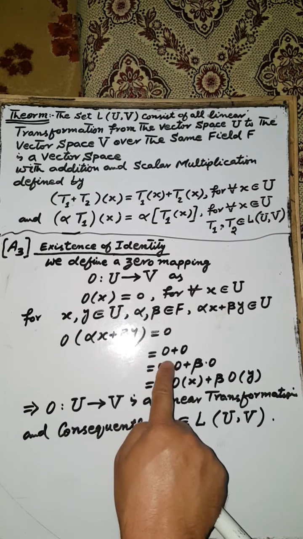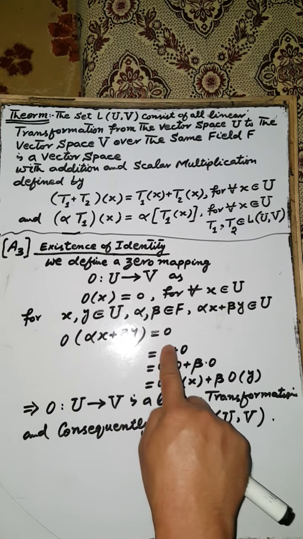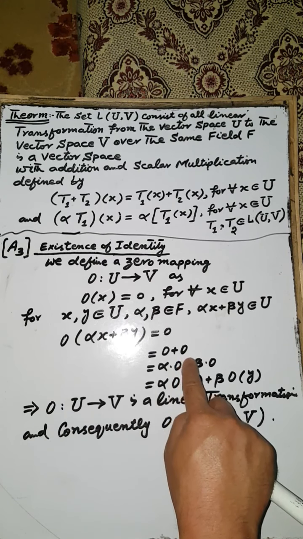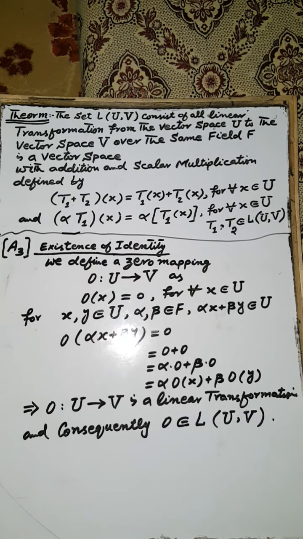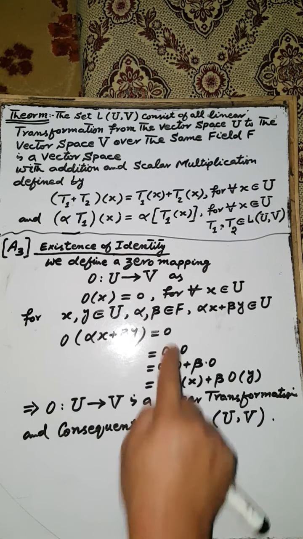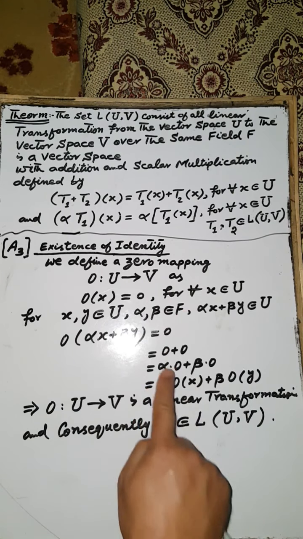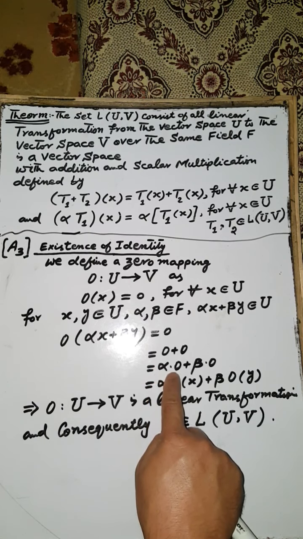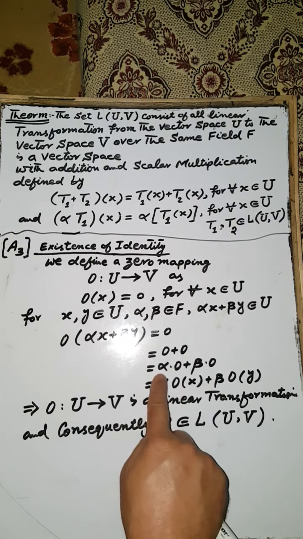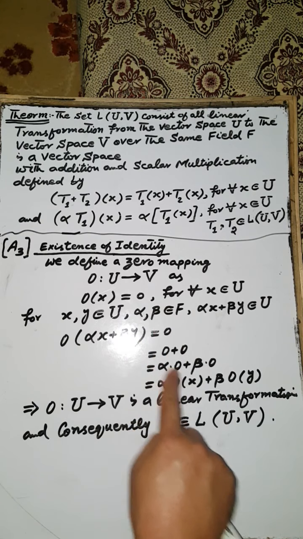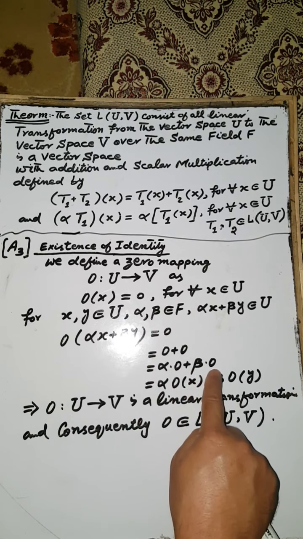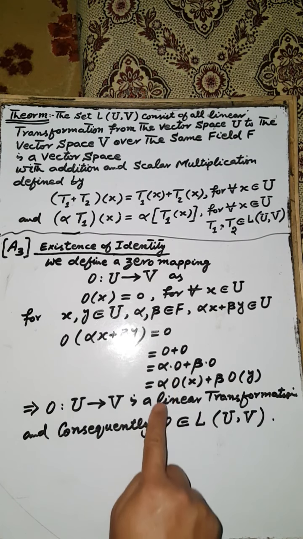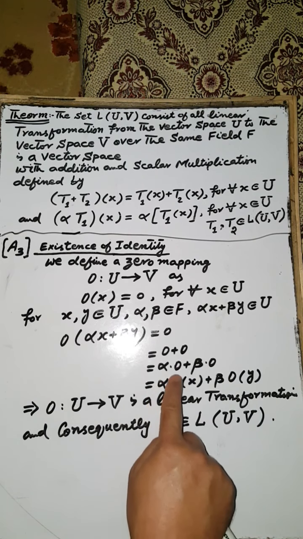0 can be written in the form of 0 + 0. 0 is an element of the vector space V, and 0 is an additive identity element of the vector space V. Therefore, 0 + 0 is again equal to 0, and this result can also be written in the form of alpha multiplied by 0, where 0 is an element of V and alpha is a scalar, is again equal to 0, plus beta, another scalar, multiplied by 0, where 0 is an element of the vector space V, is again equal to 0.